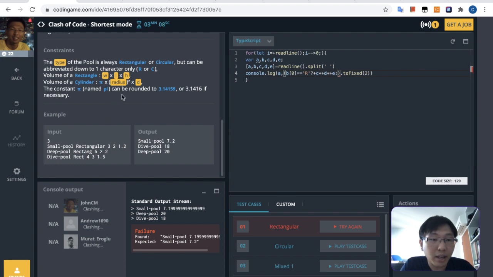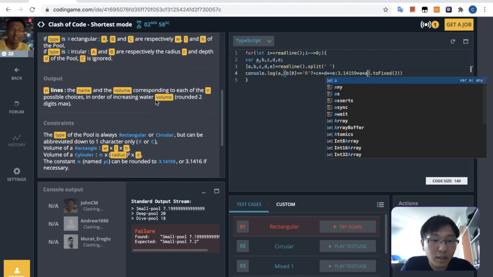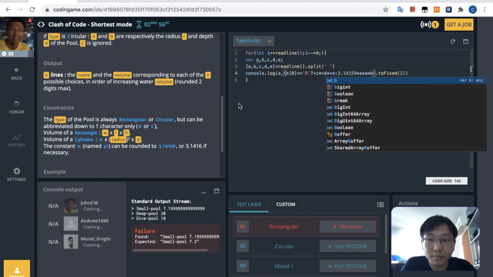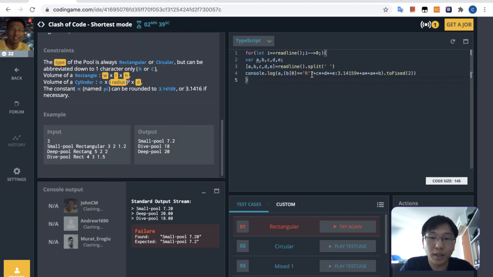CDE and then pi r squared. So 3.14159 times r, which is radius, squared times d. So the plus just converts it to a number. So let's see. Yeah, so everything is now in two decimal places, which I don't want.